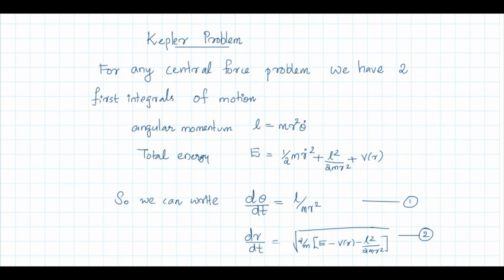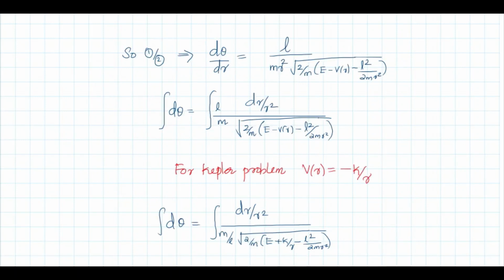So the next procedure is to eliminate t between these two equations in order to obtain an expression for r and theta. That will give you the orbit equation. So that is the next idea: eliminate t between these two equations. Dividing one by the other, I will get d theta by dr equal to L by m r square, divided by the square root of 2 by m, E minus V of r minus L square by 2 m r square. Integrating, you will get integral d theta equal to integral L by m, dr by r square, divided by the square root of 2 by m, E minus V of r minus L square by 2 m r square.